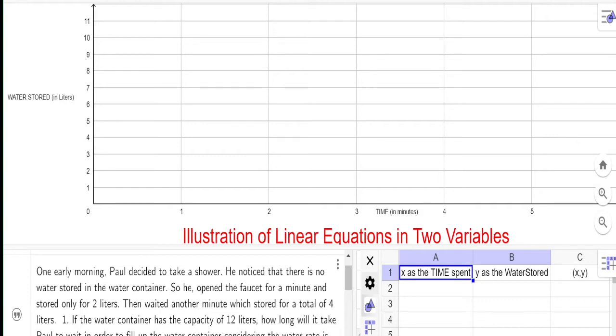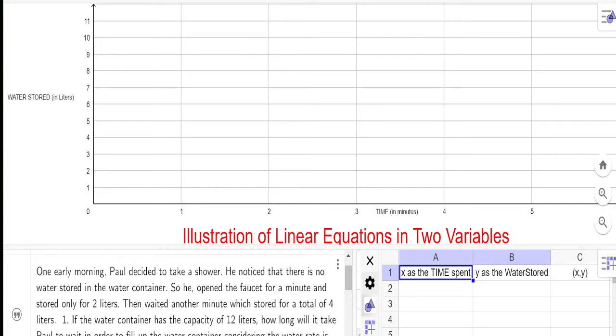So second, express the relationship between the time in minutes spent while waiting and the water stored in the container in liters. So paano mo maisusulat ang relationship between sa time sa pag-aantay nung binuksan mo yung gripo, tsaka sa pag-imbak ng tubig sa balde in liters? So yun yung ating gagawin.